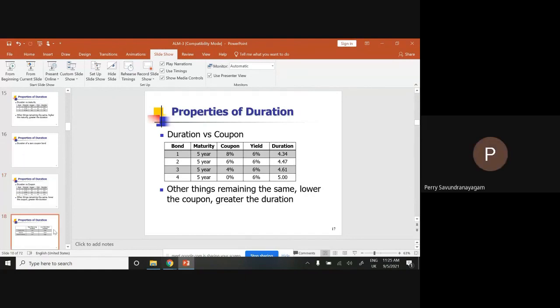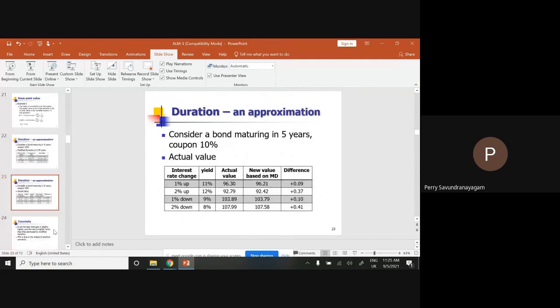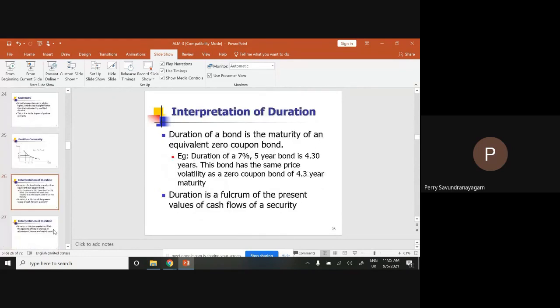So that's what it's trying to say here. It's trying to say that you can have a zero coupon bond with 4.3 years to maturity, or you can have a 5-year bond, a 7% 5-year bond or whatever it is, with coupons also with 4.3% duration. Both bonds are equal. So what is the bottom line to it? Whether there are coupons or no coupons, you have to look at the duration. If the durations are equal, whether the bond has a coupon or doesn't have a coupon, ultimately it's the same value.